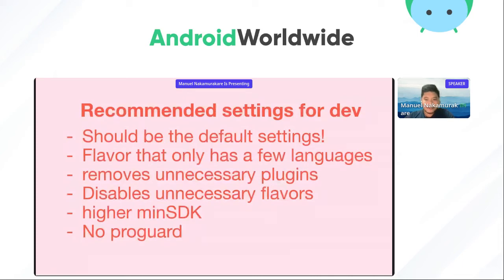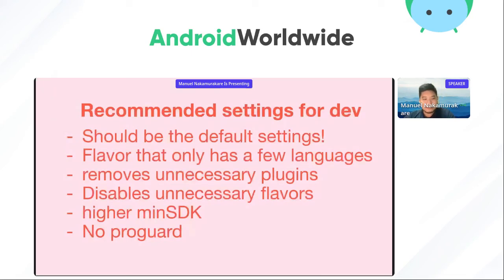It's a flavor that has a few languages, removes unnecessary plugins, disables unnecessary flavors, uses a higher min SDK and doesn't use ProGuard. We found that after doing all of this, we were able to reduce the configuration time and the execution time significantly. That's why we have all of these when using a flavor special for development.